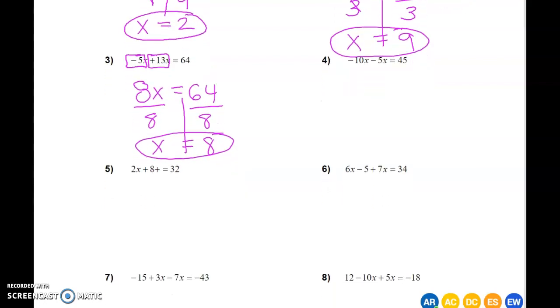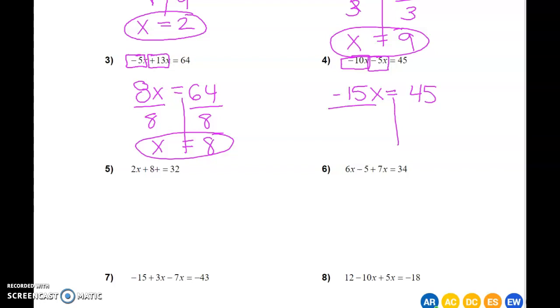Right? Now I'm going to do the same thing for number 4. So I have 2 x's over here. So I'm going to combine negative 10x and negative 5x. Well, those are the same signs, right? Because they're both negative. So I'm going to add them. So that's going to be 15x. And then I'm going to keep the sign out in front. So that would be negative 15x. Because if I lose $10 and then I lose 5 more, altogether I've lost $15. And that still equals my 45 over here.